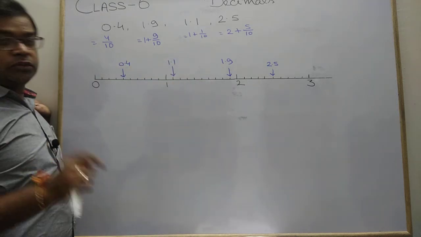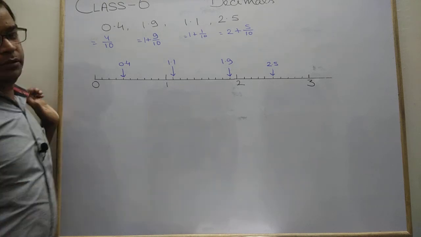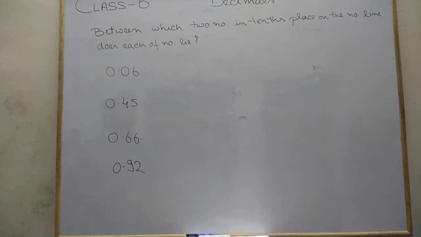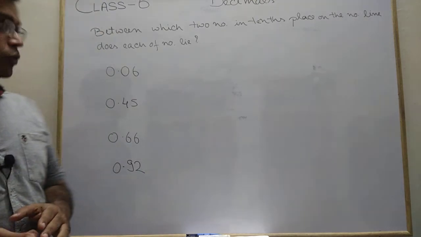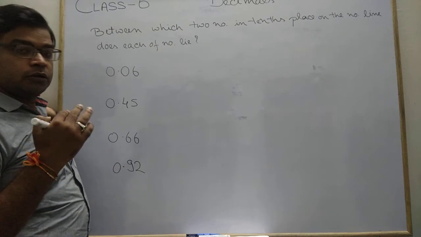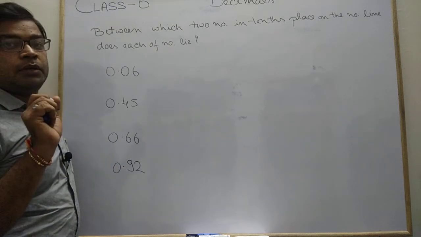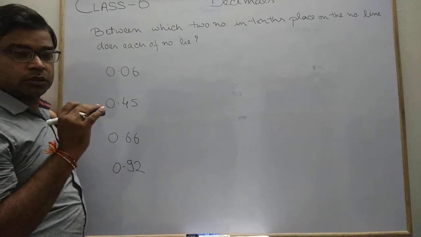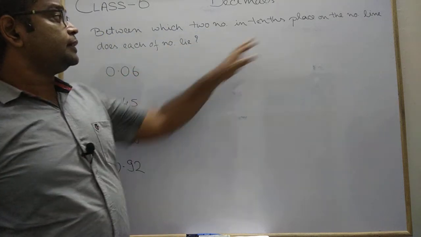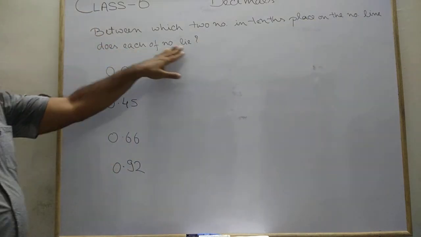Now I am going to discuss the last question of this book, and then the introductory part will be clear. So this is your question, and this is the last question of concept clarification. If your concept is clear about decimal numbers and number lines, then you are able to solve this question. So let's start. Between which two numbers in the tenths place on the number line does each number lie?